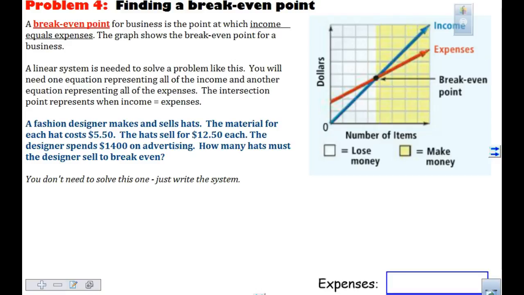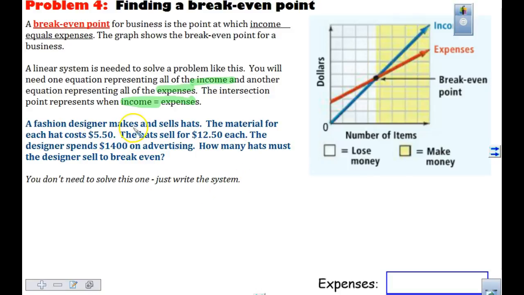It says a linear system is needed to solve a problem like this. You need one equation to represent the income. What we're trying to do is put our income equal to our expenses. That's going to be the key thing. So you're going to have one equation that says income, I equals, and the other one is going to be the expenses, okay? It says you don't need to solve this one, just write the system today, because they show us the answer here. Could you go through and solve it if you'd like to? Yes.